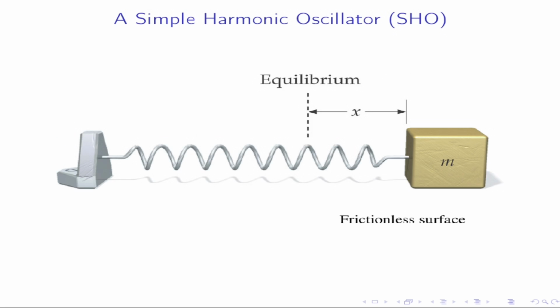Mass and spring system is a simple harmonic oscillator. One side of the spring is fixed to a block and the other side is attached to a mass m. The entire system is on a frictionless surface. The dotted line is the equilibrium position and x is the extension. When we extend the mass and release, it will oscillate about the equilibrium point. Then the restoring force F is given by minus k into x.